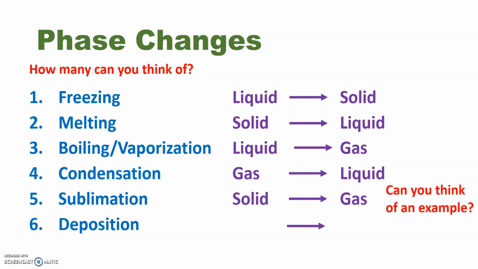Can you think of any examples? We'll go over an example in class. I have some videos. Or you can Google it if you're absolutely dying to know. And deposition is if you have a gas going straight to a solid. So for these last two, they skip the middle phase. You can go straight from a solid to a gas or a gas to a solid without ever actually going through the liquid phase. They are possible, they do happen. We'll show you some examples in class.